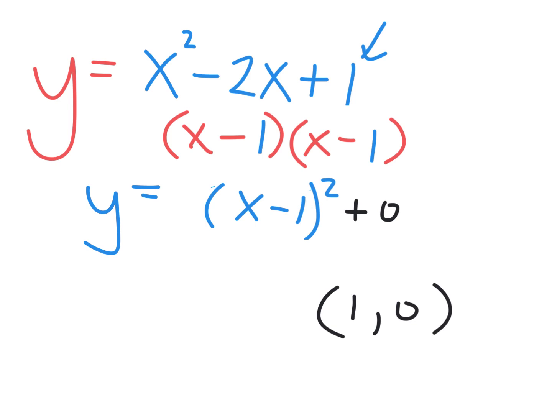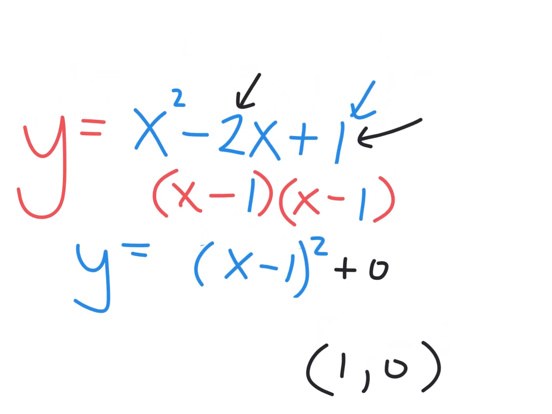Now, you might say, but that only works occasionally when this number happens to be half of this and then squared. And yeah, I've been cheating. I've been making it work every time. So I'm going to show you what to do when it doesn't work.